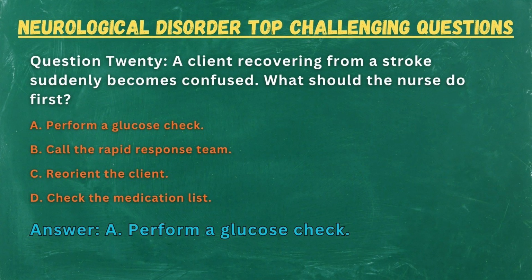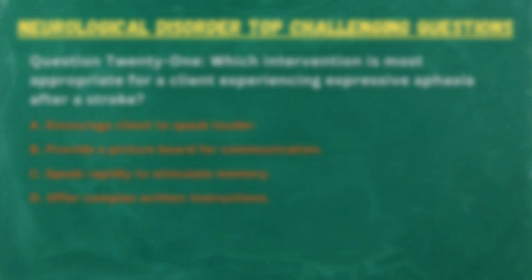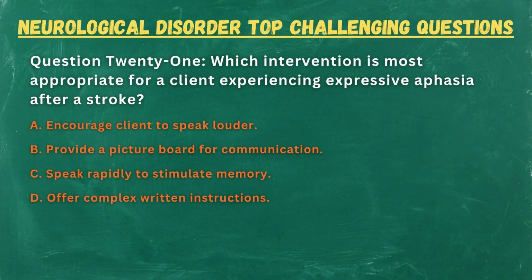Answer: A. Perform a glucose check. Question 21. Which intervention is most appropriate for a client experiencing expressive aphasia after a stroke? A. Encourage client to speak louder. B. Provide a picture board for communication. C. Speak rapidly to stimulate memory. D. Offer complex written instructions.